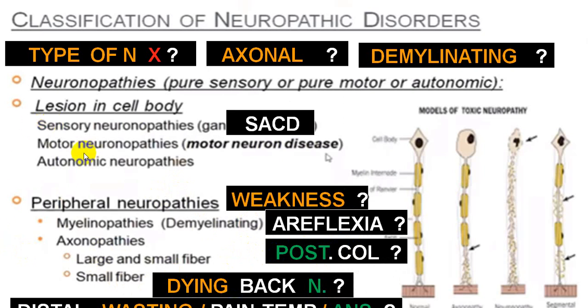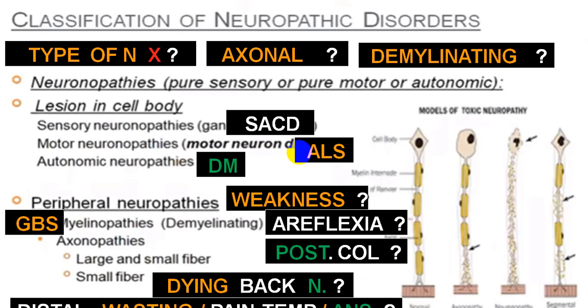The classical example of ganglionopathy, which is involvement of the posterior root ganglia, is subacute combined degeneration. What we call anterior horn cell involvement is motor neuron disease, and the classical example of that is amyotrophic lateral sclerosis. And the classical example of autonomic neuropathy involvement is diabetes mellitus.